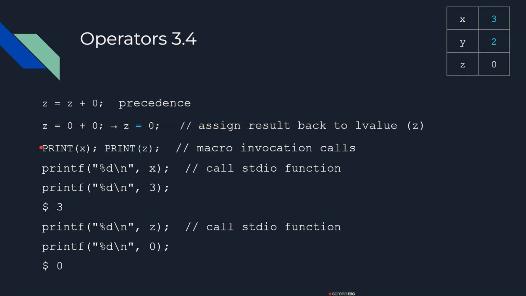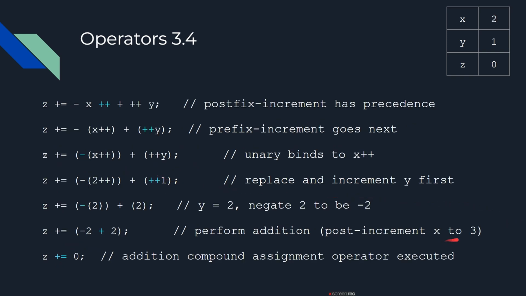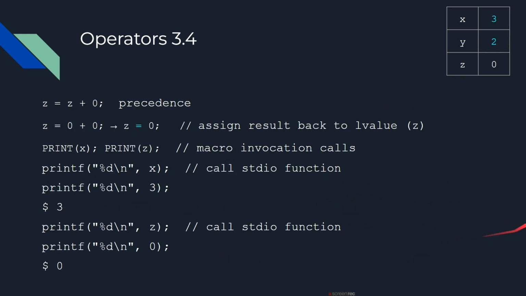And last but not least, we have two print macro invocation calls, which are the equivalent of calling the standard input-output printf functions. The first one would be passing the identifier x, noting that the value of x was 3. So calling printf with the decimal format specifier of x, we'll go ahead and see a value of 3.